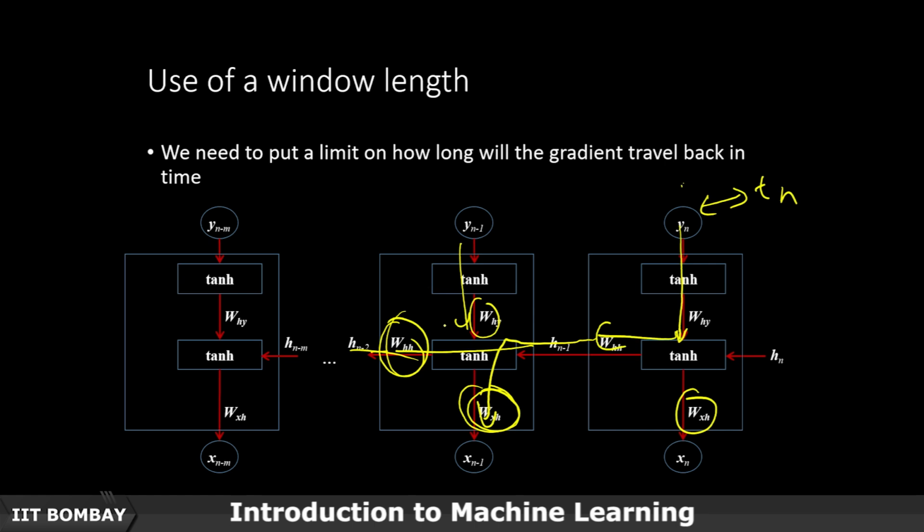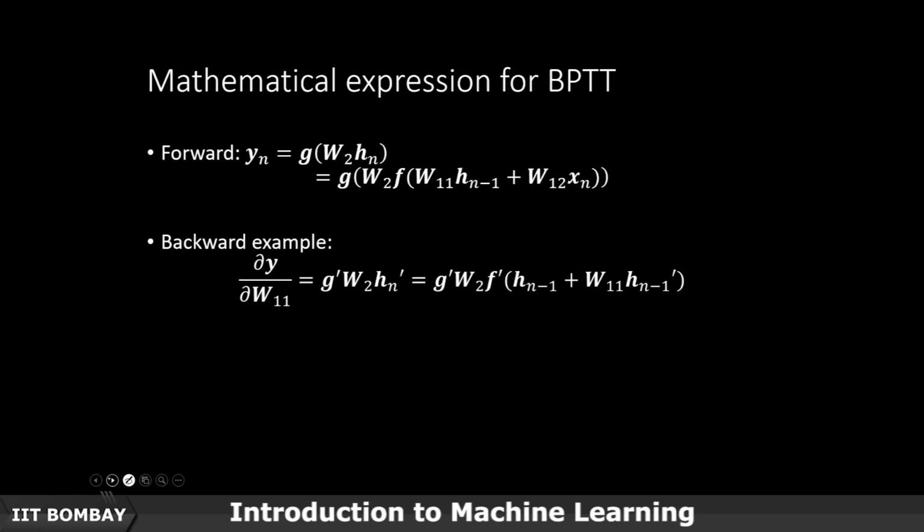Now this creates a problem, which we will see very soon, which we need to resolve. The mathematical expression for back propagation through time would be that if you have an input, it gets multiplied with some weights, and then it also gets input from the previous time instance. For forward propagation, this will go into the activation function, then we will multiply it with the second set of weights and send it to another activation function to compute y.